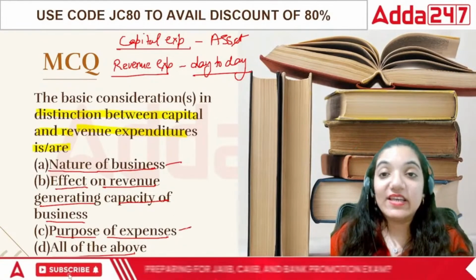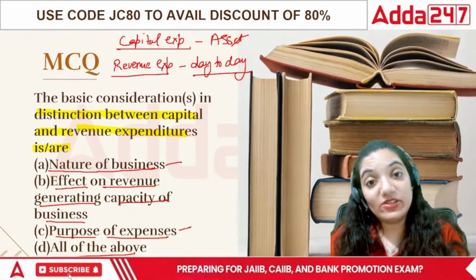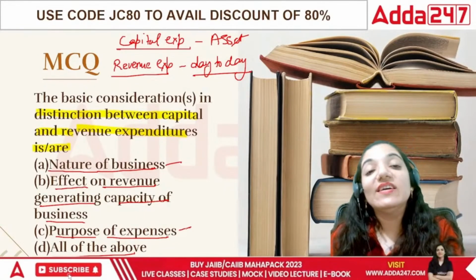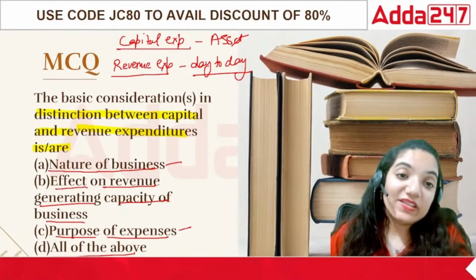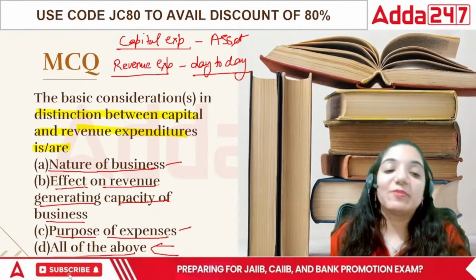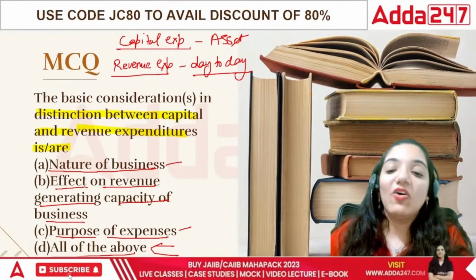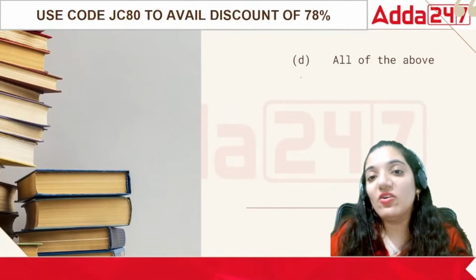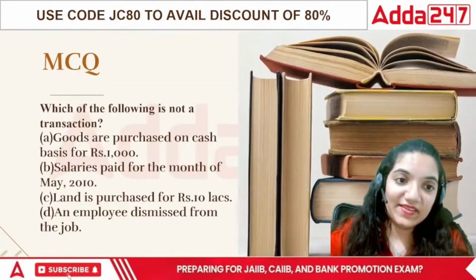Purpose of expenses: if the expenses are of long term nature, then it's a capital expenditure. If it is of a short term nature, then it's a revenue expenditure. So based upon all these considerations, these define our expenditures. Hence it is called all of the above. The correct answer is all of the above.